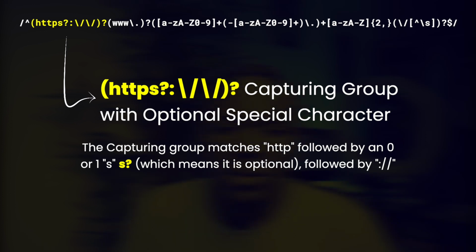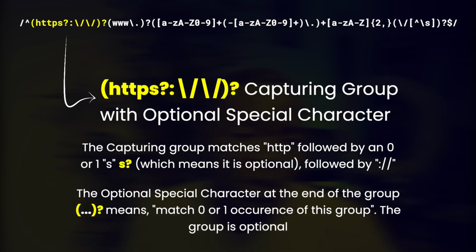Then we have a colon, and then we have the escape special character, which we are using to escape the forward slash. So we use that 2 times: escape special character, forward slash, escape special character, forward slash. And then we come to the end of the capturing group, and then we have another question mark on this group, which means this group of characters can be optional. That means the string can start with HTTP, or it can start with HTTPS, or it might not even start with HTTP or HTTPS.